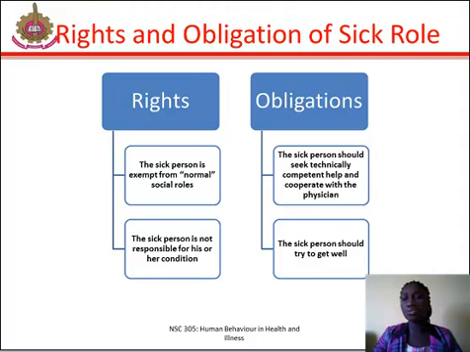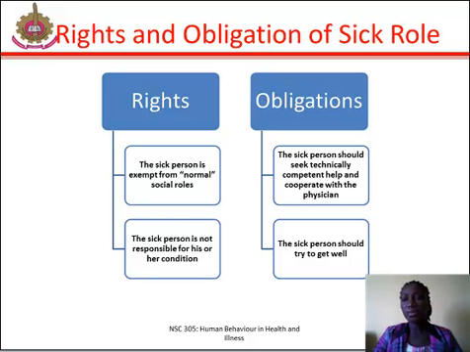Being sick comes with some rights and obligations. People who are sick are generally expected to get better and also work on getting better by going to the doctor, complying with medical regimens, and cooperating with treatment plans. The rights of the sick role are therefore as follows.